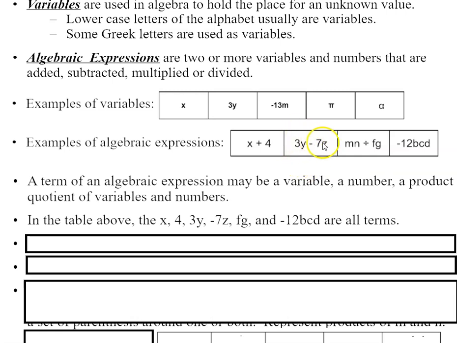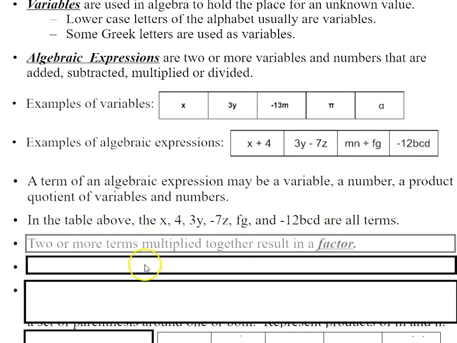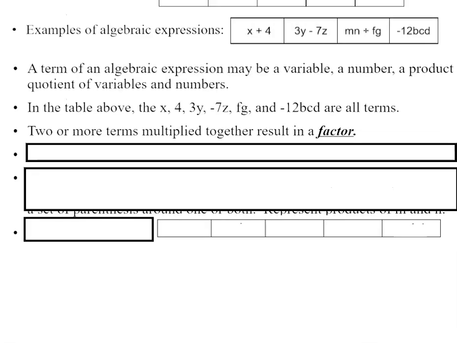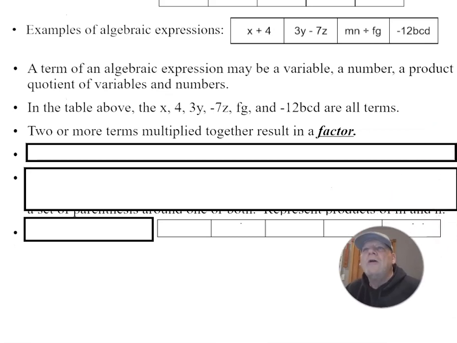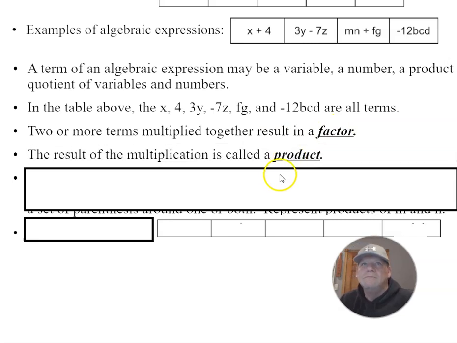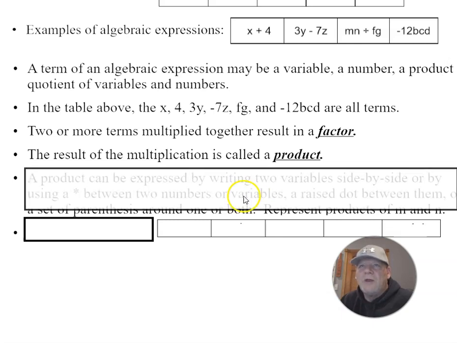The 3y is a term, the negative 7z is a term, the mn is a term, fg is a term, and the negative 12bcd is a term. Two or more terms that are multiplied together are called factors. The result of the multiplication of two or more factors is called a product.